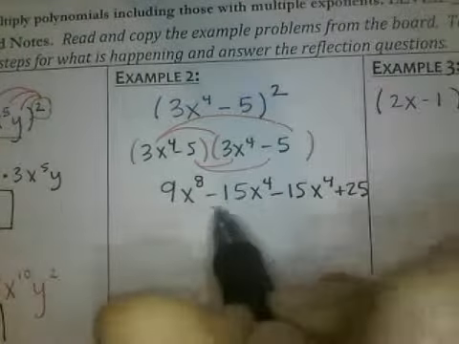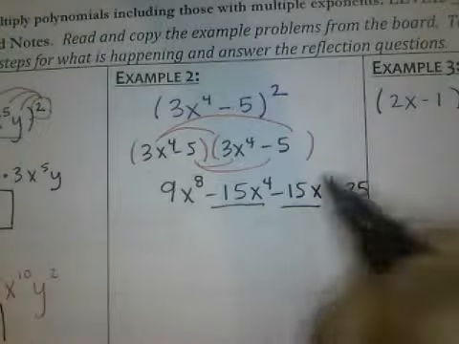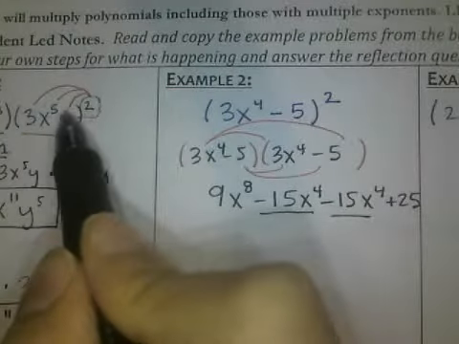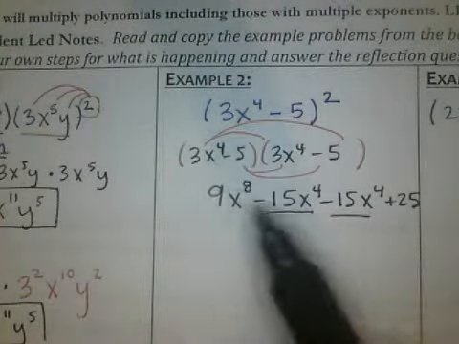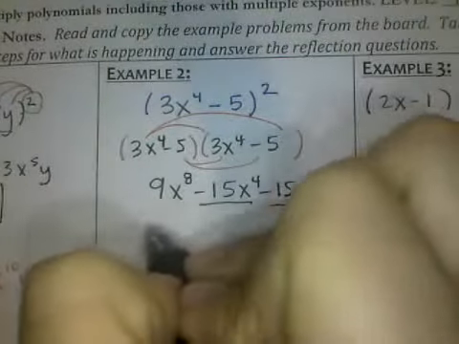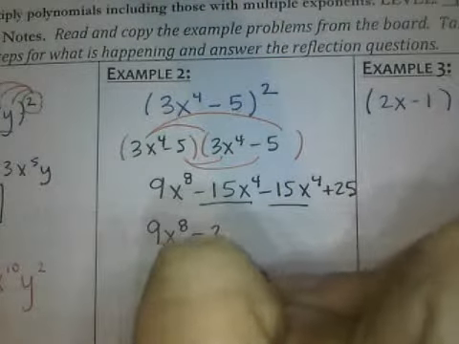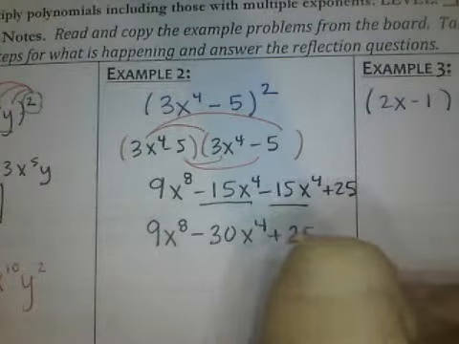The last step, of course, is to add your like terms. When you're adding, you don't change your exponents, so keep these three levels kind of separate: multiplying exponents when you do this, adding exponents when you multiply the terms, and keeping the exponents when you just add terms. The final answer is 9x to the eighth minus 30x to the fourth plus 25.